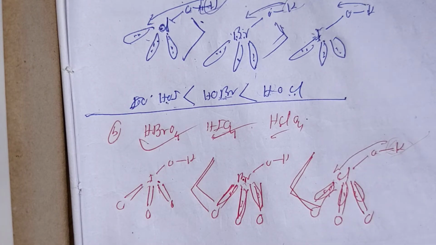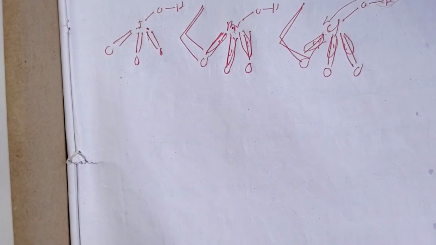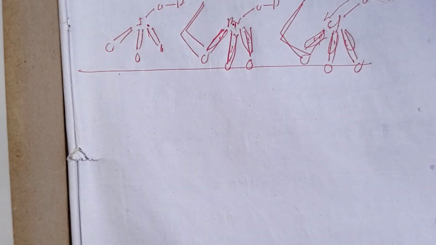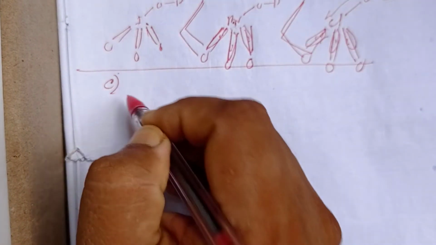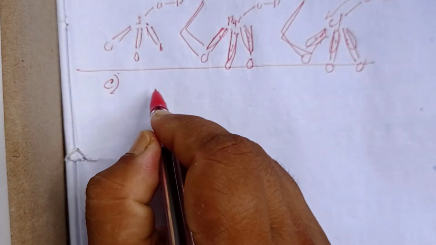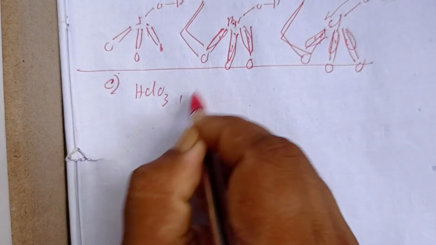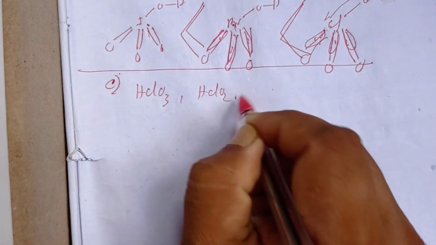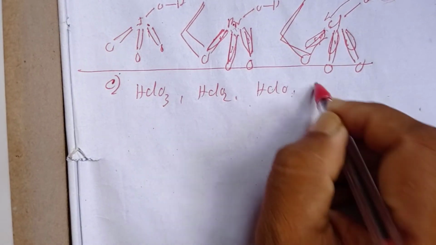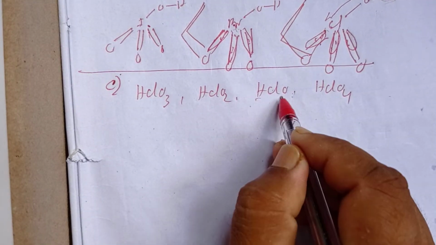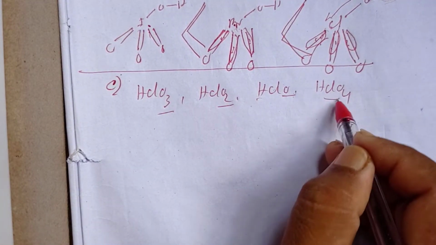Then question number C of group 17 elements, question 76. This part C is most important. Let us take HClO3, HClO2, HClO, HClO4. All are chlorine compounds, with one oxygen here, two oxygens, three oxygens, and four oxygens.